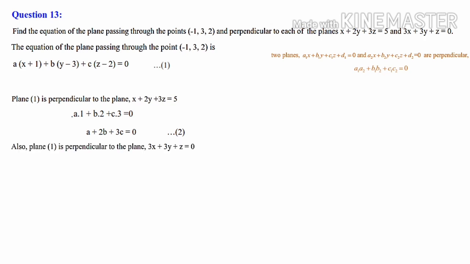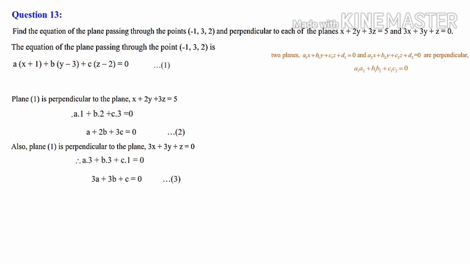Again, plane 1 is perpendicular to our second plane, that is 3x plus 3y plus z is equal to 0. By using the same condition, we can write A into 3 plus B into 3 plus C into 1 equal to 0. Rearrange it: 3A plus 3B plus C is equal to 0. Label it as equation number 3.